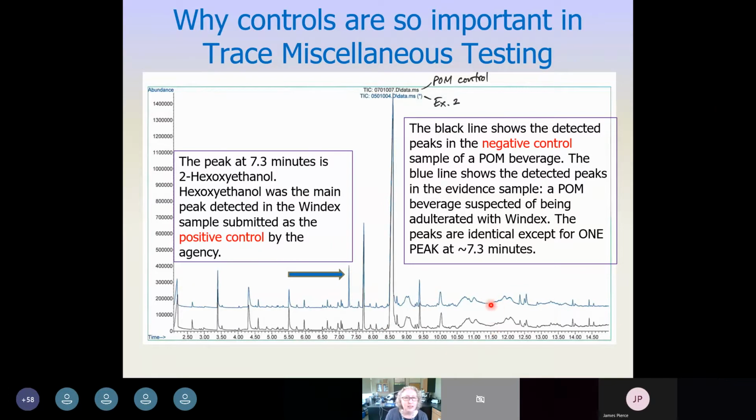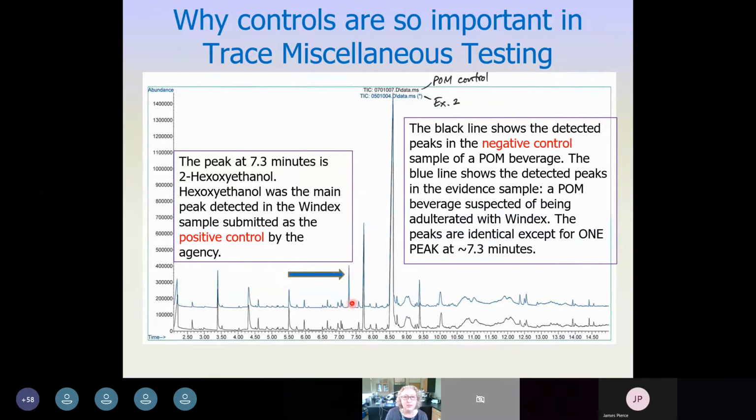And then the sample, the beverage that was tampered with, that was submitted, that's the blue line. And if you look at them, all the peaks kind of mirror each other, right? So the peaks are very similar, even tiny little blips like this. They're in both the POM that was not tampered with and the POM that was suspected of being tampered with. So they all line up, except this peak right here.